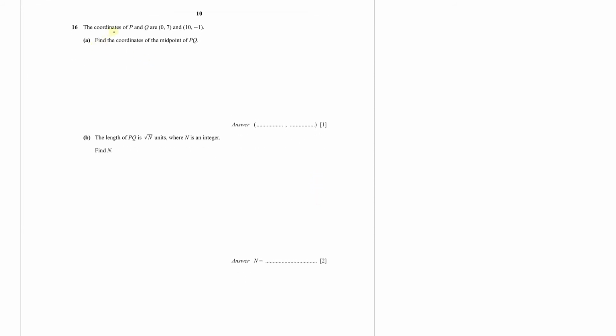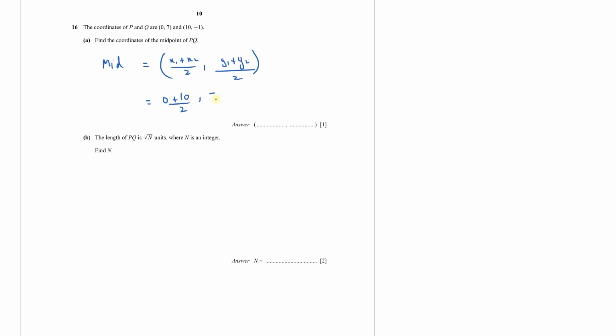Question number 16: the coordinates of P and Q are given. Find the coordinates of the midpoint. The midpoint is basically x1 plus x2 divided by 2, and y1 plus y2 divided by 2. So x1 is 0, and x2 is 10, so this is 0 plus 10 over 2, and this is 7 plus minus 1.